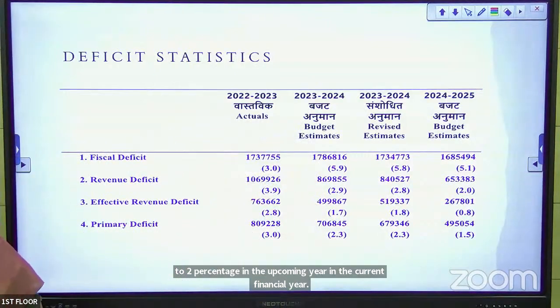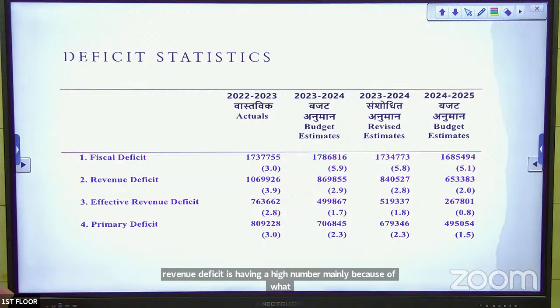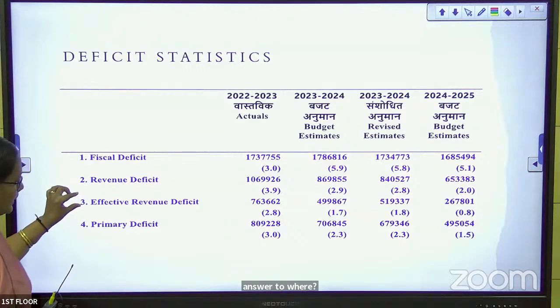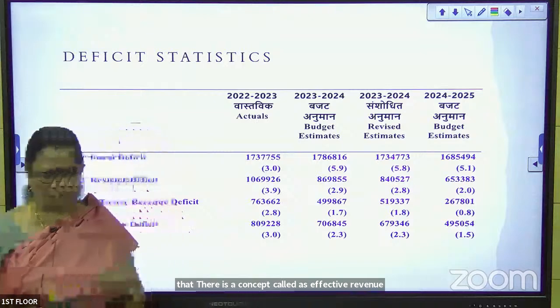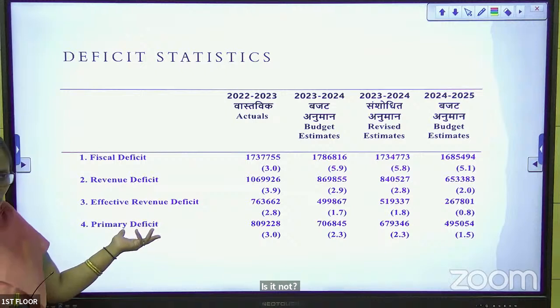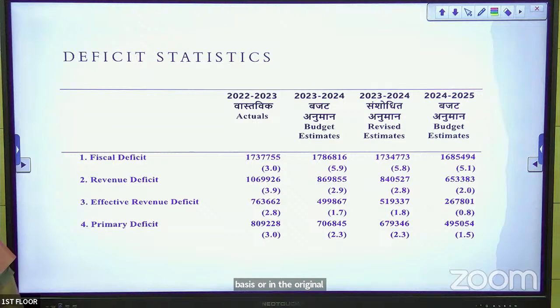Revenue deficit having such a high number is not at all good. But revenue deficit is high mainly because of what? Interest payments. There is only one straightforward answer to it, which is interest payments. Now you are going to see a concept called effective revenue deficit, which looks slightly lesser than the revenue deficit, is it not? Revenue deficit value, either you see it on a percentage basis or on the original basis. Effective revenue deficit is looking smaller than the revenue deficit, is it not? Why is this suddenly becoming smaller?